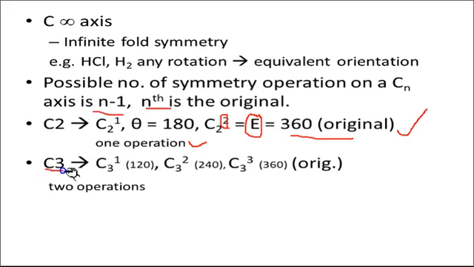If you consider C3 axis, that means rotation about 120 degree. So C3 120 degree, C3 squared 240 degree, and C3 cubed will give back our 360 degree rotation, that is our original. That means this will be your identity E. So number of operations here you have to consider as 2 only.